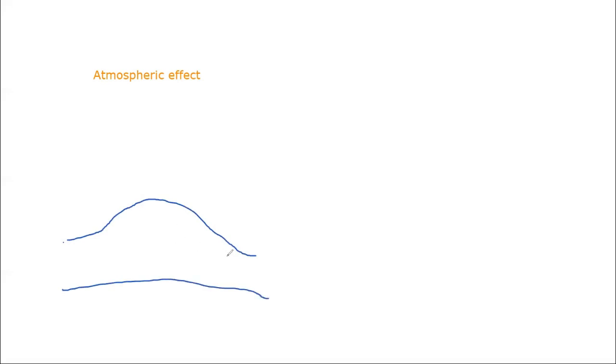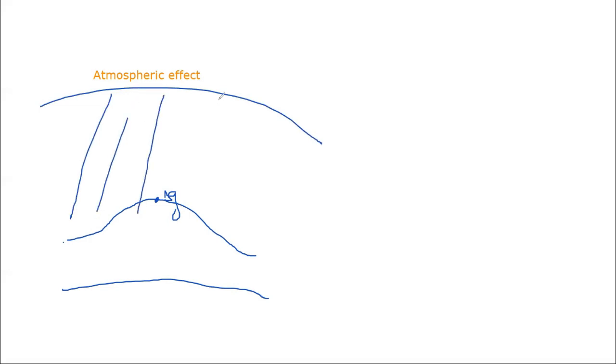Now I start another subject, which is called atmospheric effect. So assume that we have this topography and this boundary, and the measurements at the surface of the Earth, and we have atmosphere above the gravity anomaly here. These are atmospheric masses.